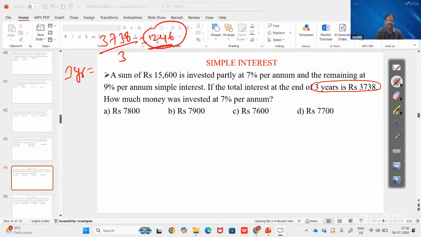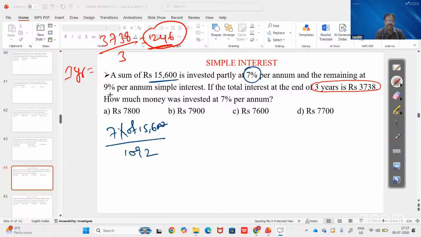So 1 year interest will be equal to 1246. If I invested 7 percentage per annum for 15,600, what is the amount I am getting? So that will be equal to 7% of 15,600. Percentage is cancelled. 15 sevens are 105. 7 sixes are 42. So that will be equal to 1092.